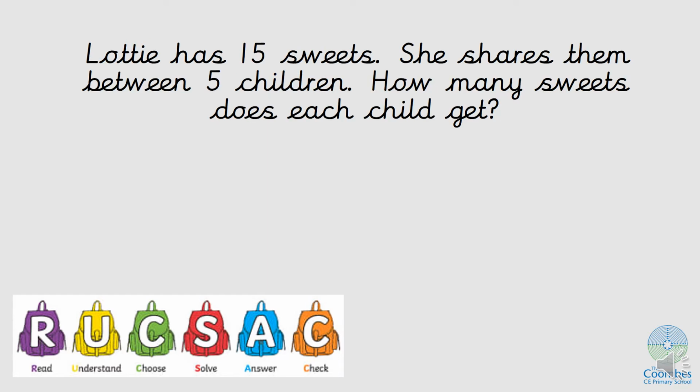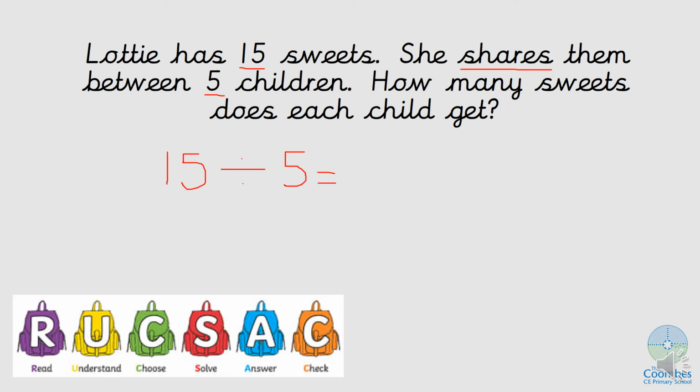Okay, we've got another word problem here. So the first thing we have to do is read it. So Lottie has 15 sweets. She shares them between 5 children. How many sweets does each child get? Next part of RUCKSACK is to understand and underline. So there's 15 sweets. She's sharing them, so we know it's division, between 5 children. So our calculation that I'm going to choose is 15 divided by 5 equals.